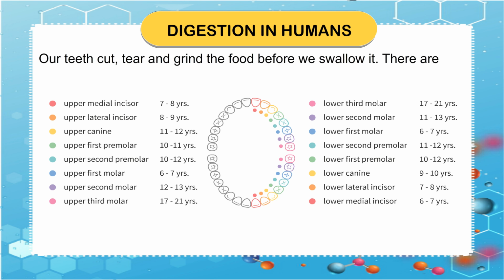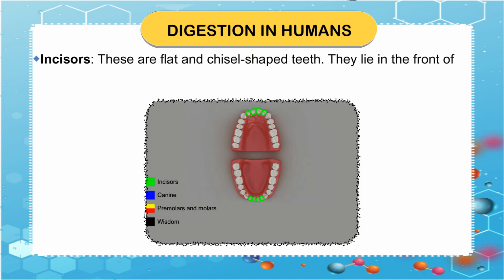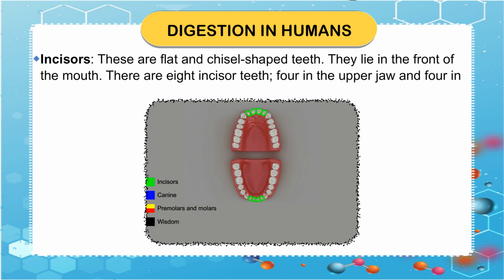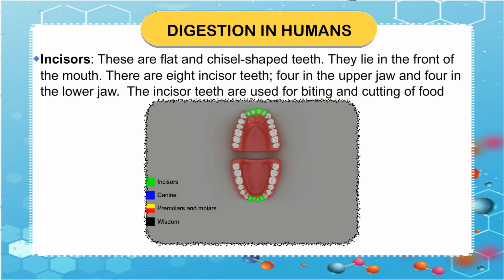Our teeth cut, tear and grind the food before we swallow it. There are 4 types of teeth in our mouth. Incisors. These are flat and chisel-shaped teeth. They lie in the front of the mouth. There are 8 incisor teeth, 4 in the upper jaw and 4 in the lower jaw. The incisor teeth are used for biting and cutting of food items.